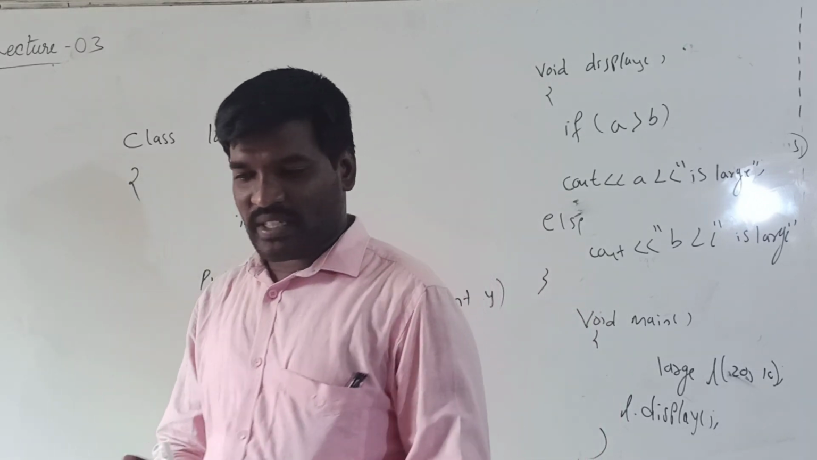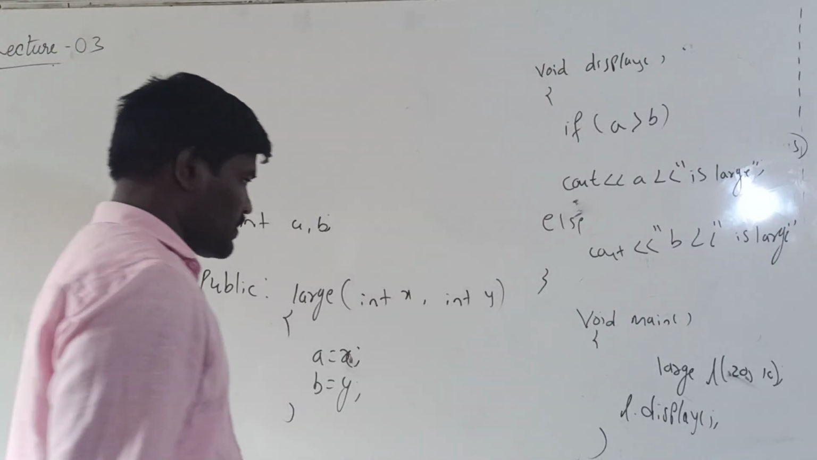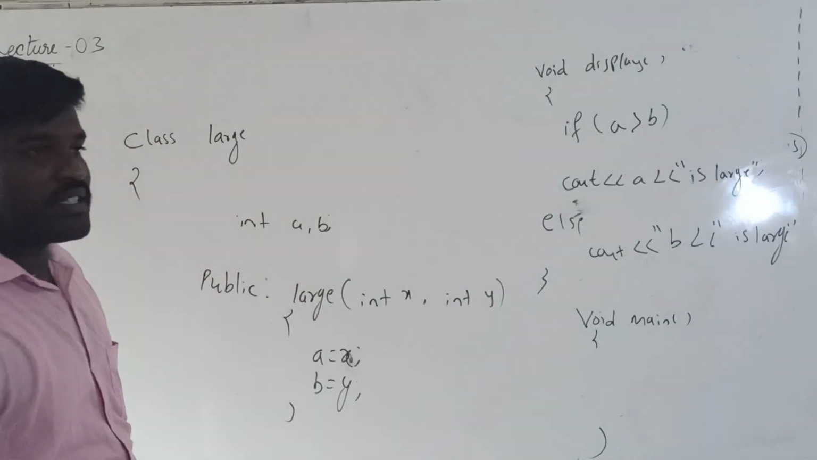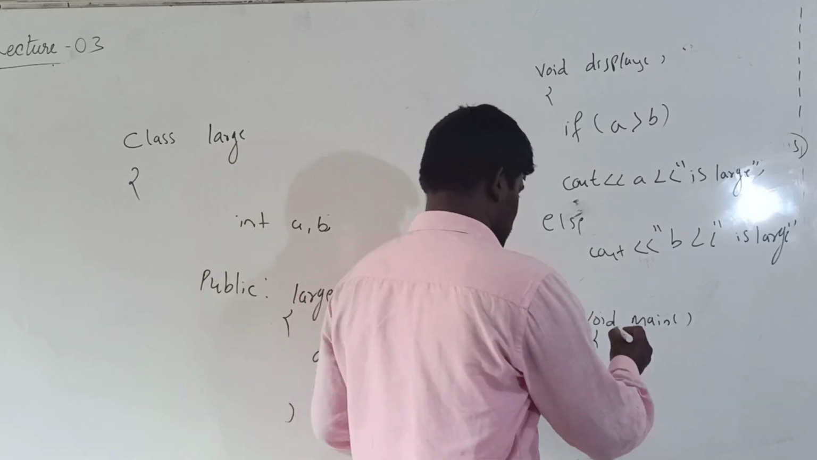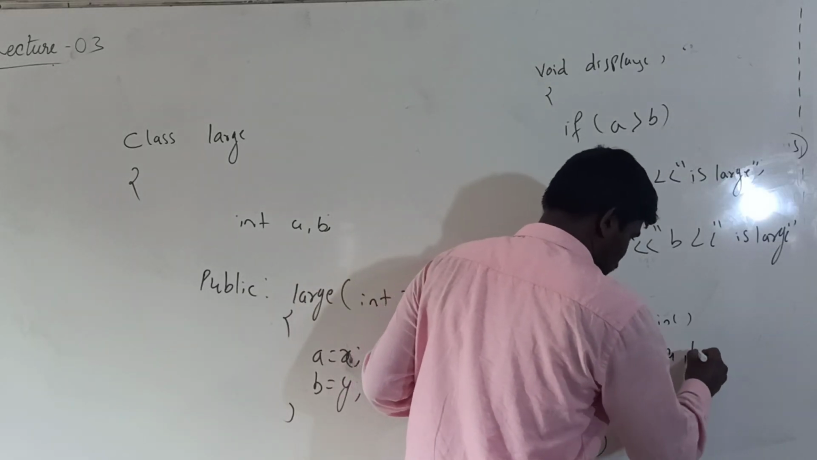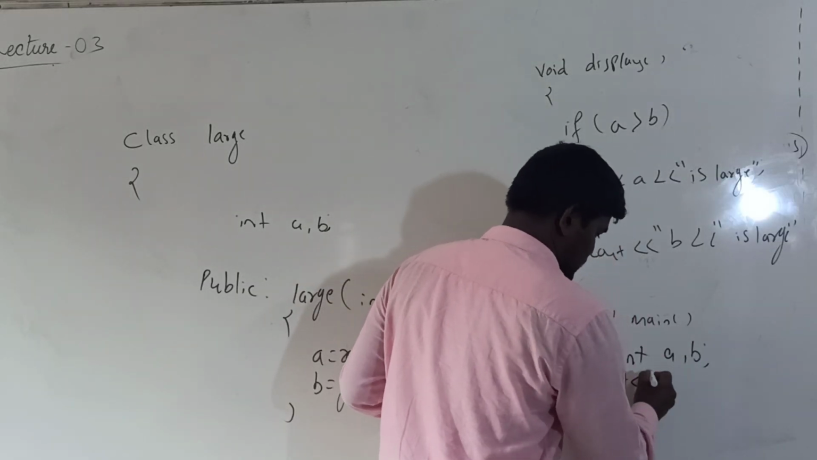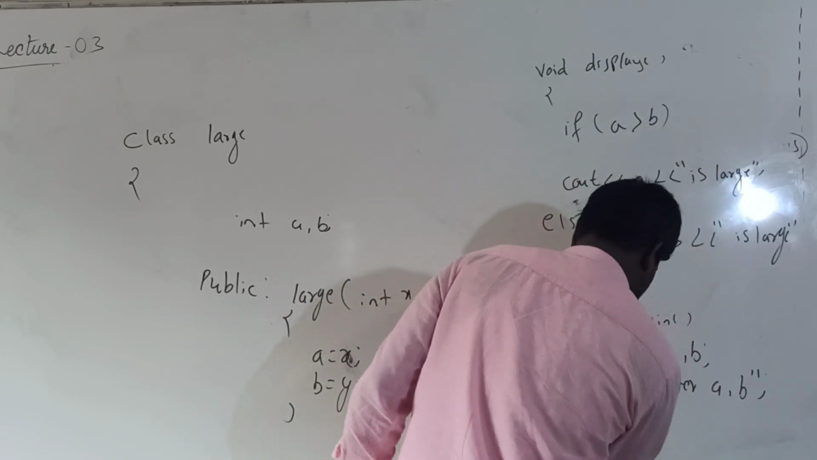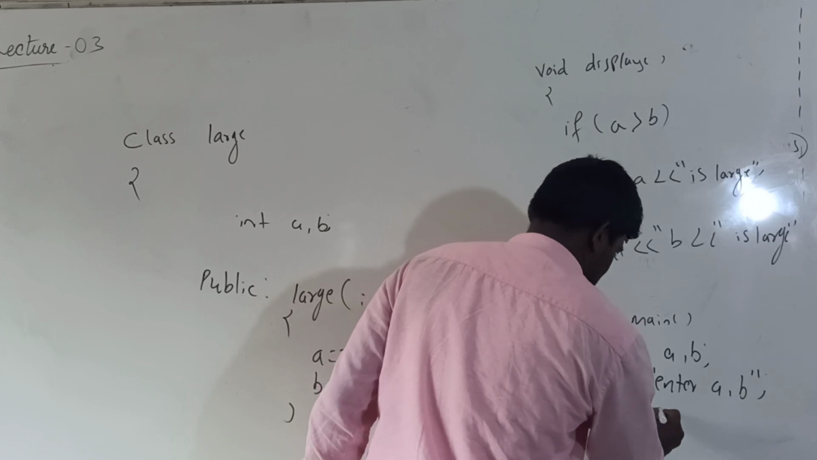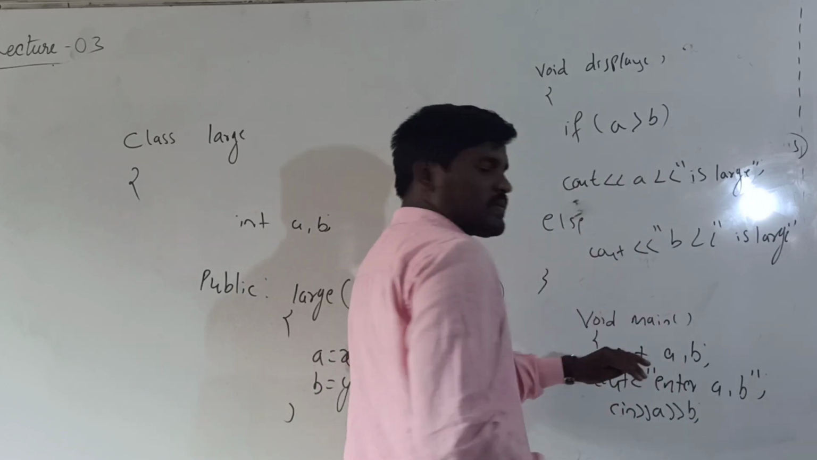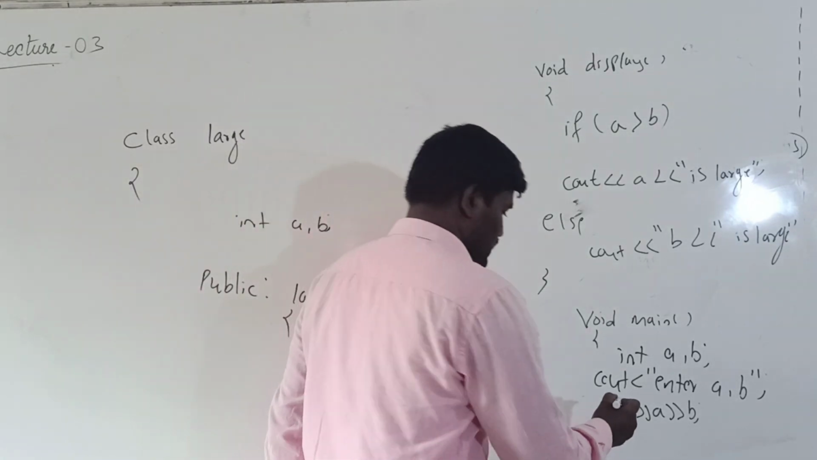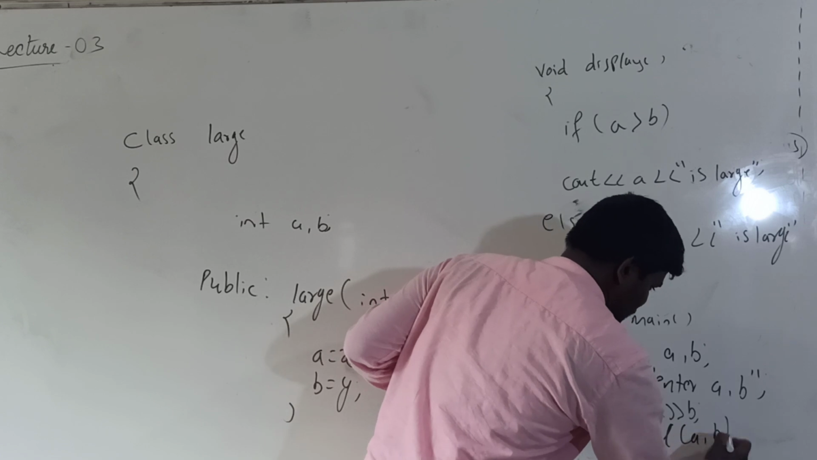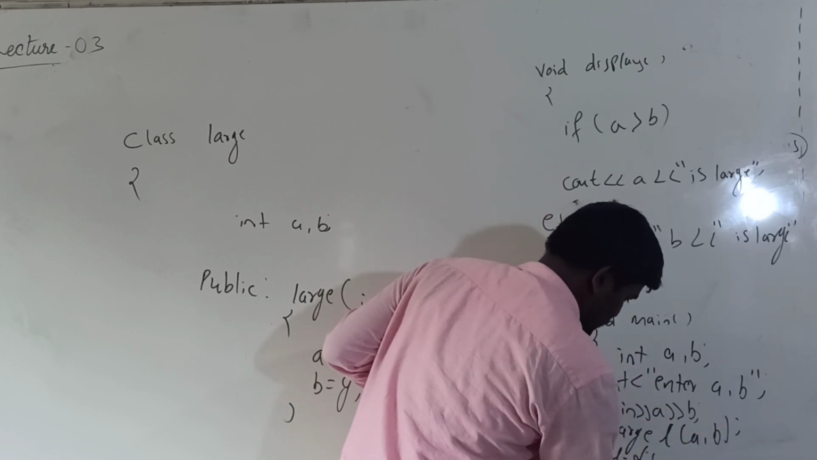Okay, so just we can modify. In the largest of two numbers, how many inputs are required? Here two inputs. First I can declare int a, b. As it is, see how to give the input. First you can write cout enter a, b. Next cin a, b. So after giving input, next we can create the object, that is large L in the bracket of a, b. Finally L dot.